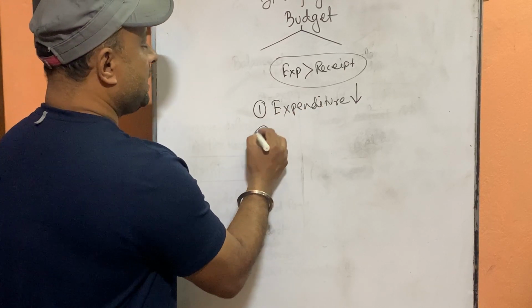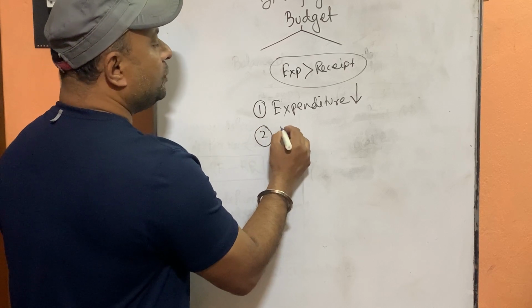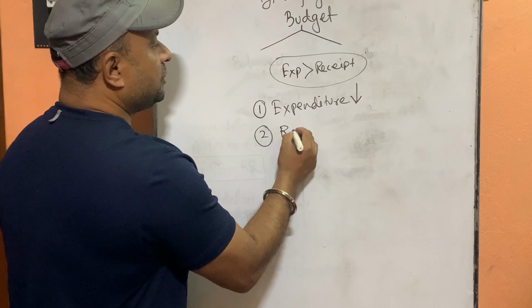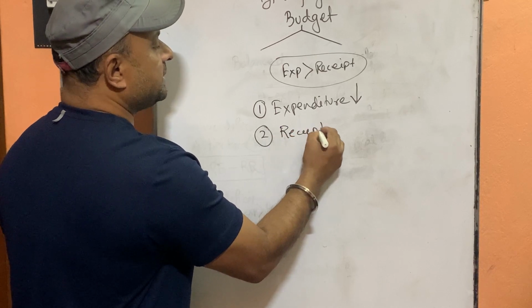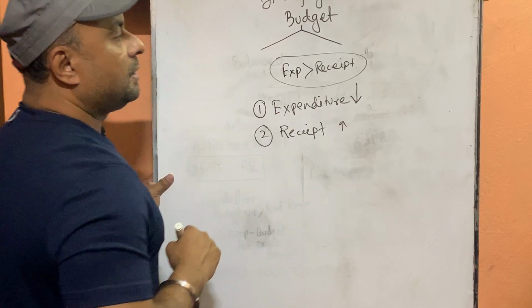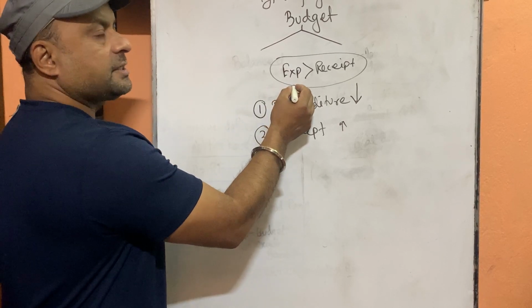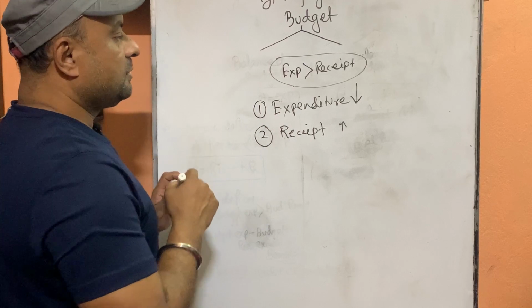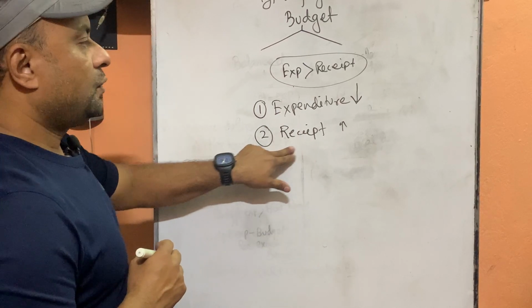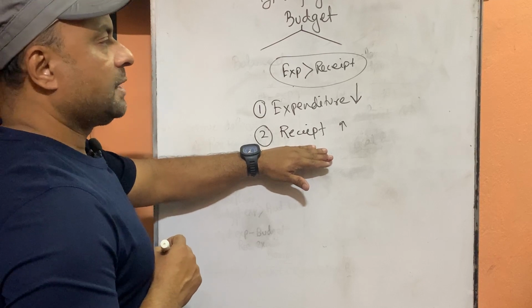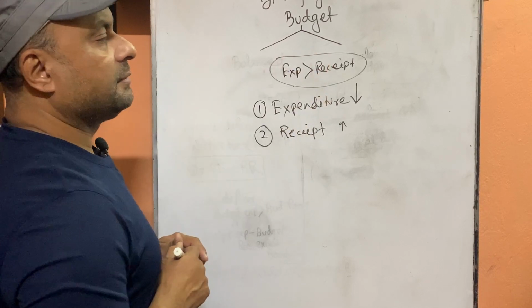Second step is, if it is not possible to reduce the expenditure, then government should try to increase its receipt from various sources. Either government should reduce its expenditure, or if it is not possible, government should try to collect its revenue or capital receipt. That way also we can overcome the situation.